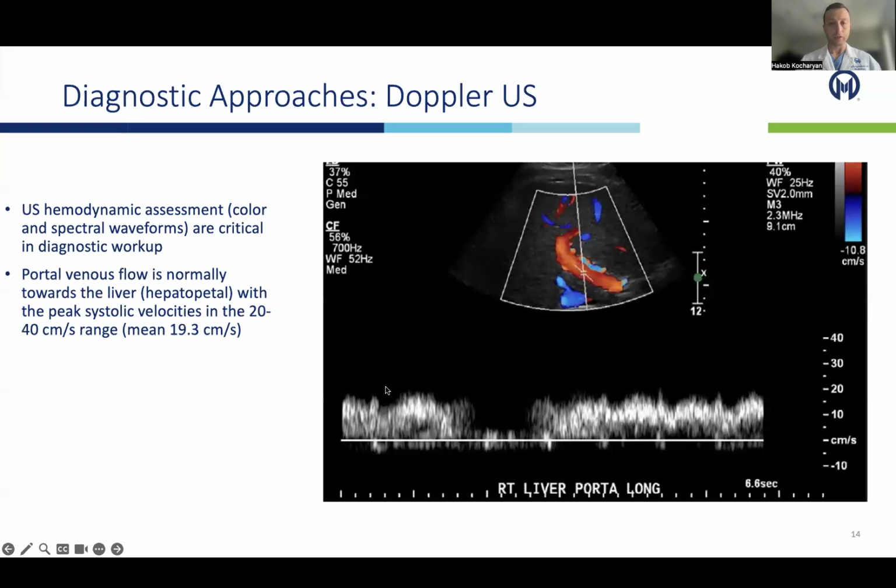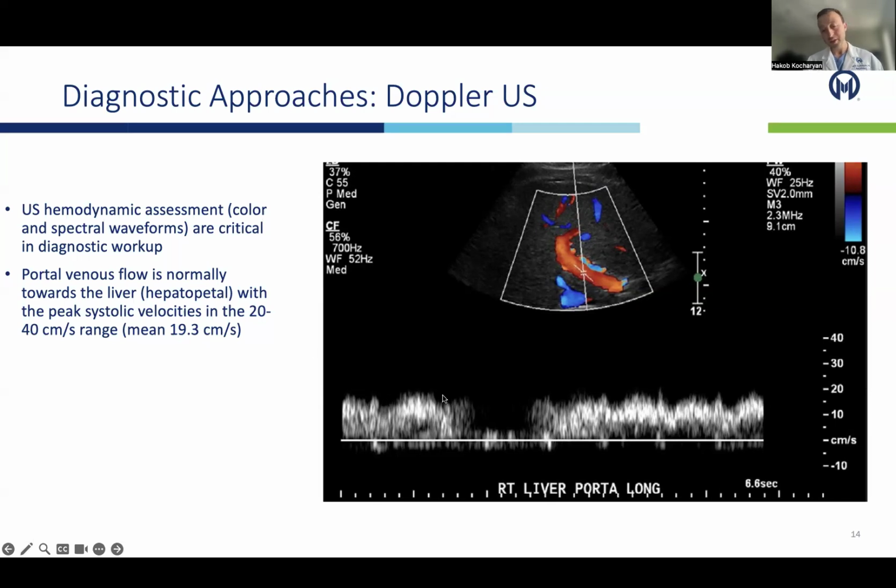This is a normal Doppler ultrasound of the main portal vein. It is showing hepatopetal flow towards the liver. That's the normal direction of the portal flow, with mean velocities being right around 20 centimeters per second. This is an important number to remember, 20 centimeters per second.